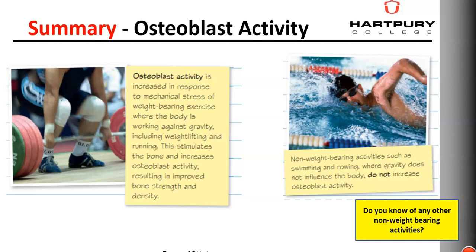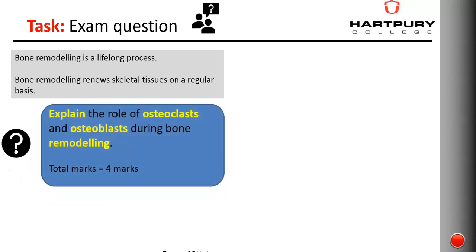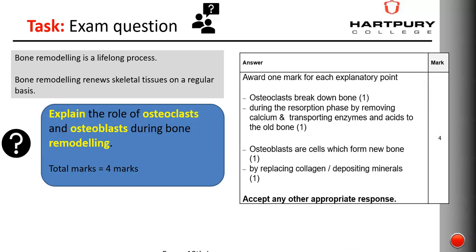So non-weight-bearing activities such as swimming and rowing, where gravity does not influence the body, do not increase this osteoblast activity. So an exam question you might see is the following. Explain the role of osteoblasts during bone remodelling. So we're looking for an answer such as this. Osteoclasts break down bone, okay, you could have said during the reabsorption phase by removing calcium and transporting enzymes. Osteoblasts are cells which form new bone by replacing collagen or depositing minerals.